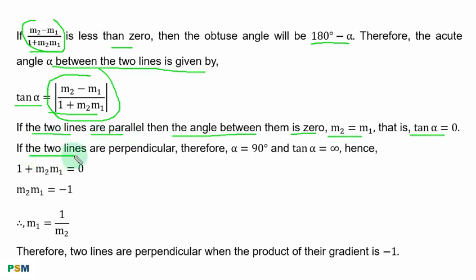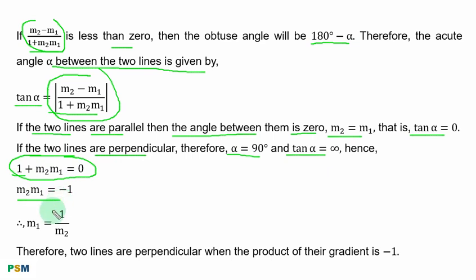If the two lines are perpendicular, then alpha is equal to 90 degrees and tan alpha is equal to infinity. Tan 90 degrees is undefined. Hence, you equate the denominator to 0. If you transfer plus 1 to the right, you have it in this form.